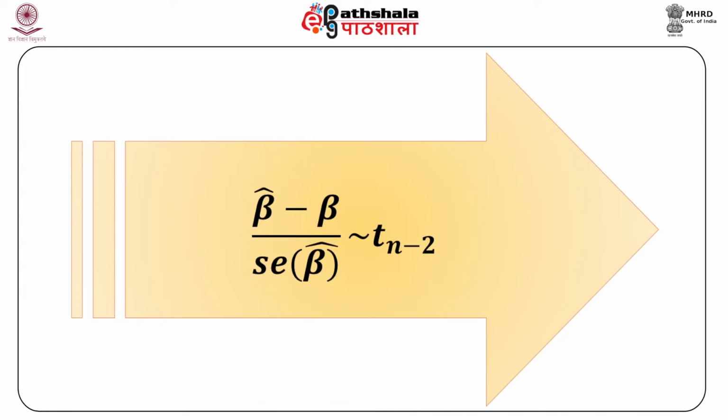Now since sigma square is not generally known, replacing the population parameter by its sample estimator, we get a new variable, which comes out to be beta hat minus beta upon standard error of beta hat. But now this is distributed as t with degrees of freedom n minus 2. Earlier we had the distribution as z, but because of this substitution, we have the new distribution known as t distribution with degrees of freedom n minus 2. So hence we use the t distribution to test the null hypothesis.